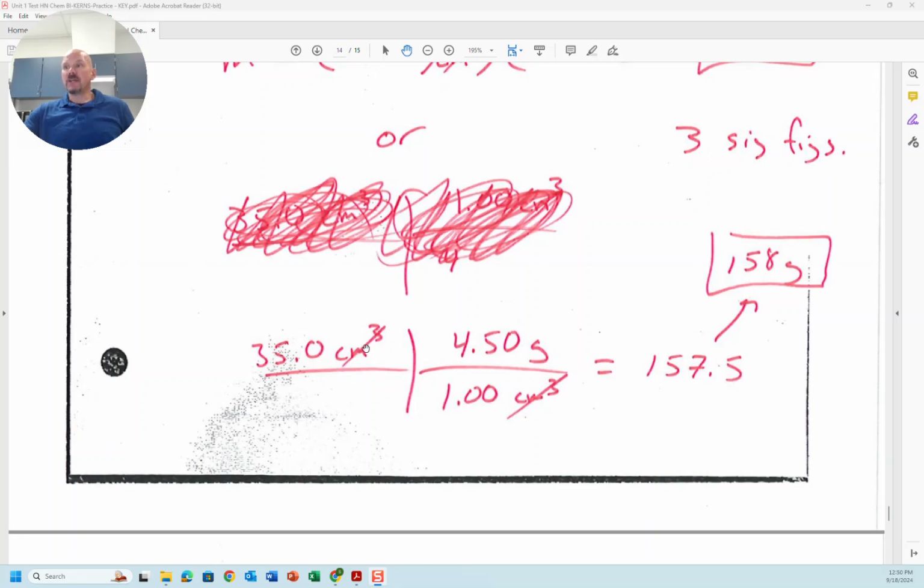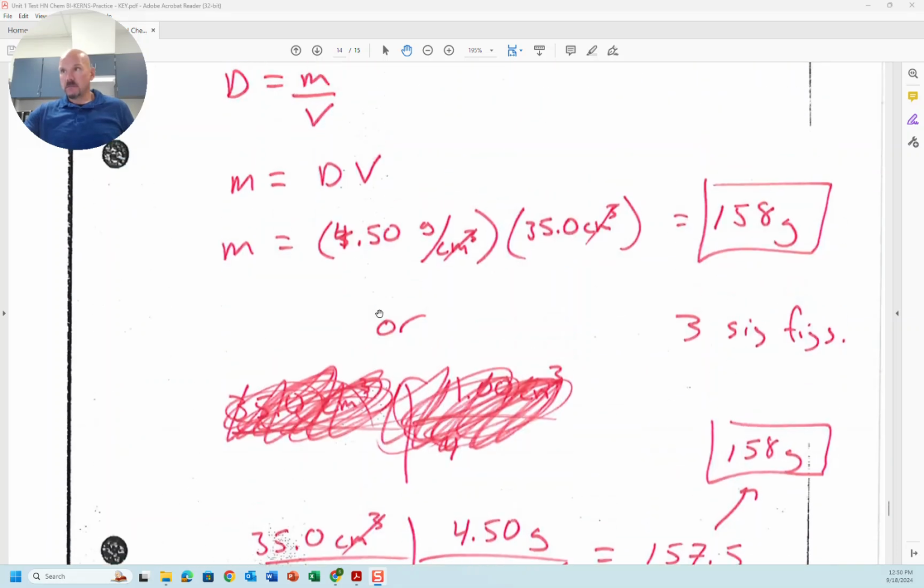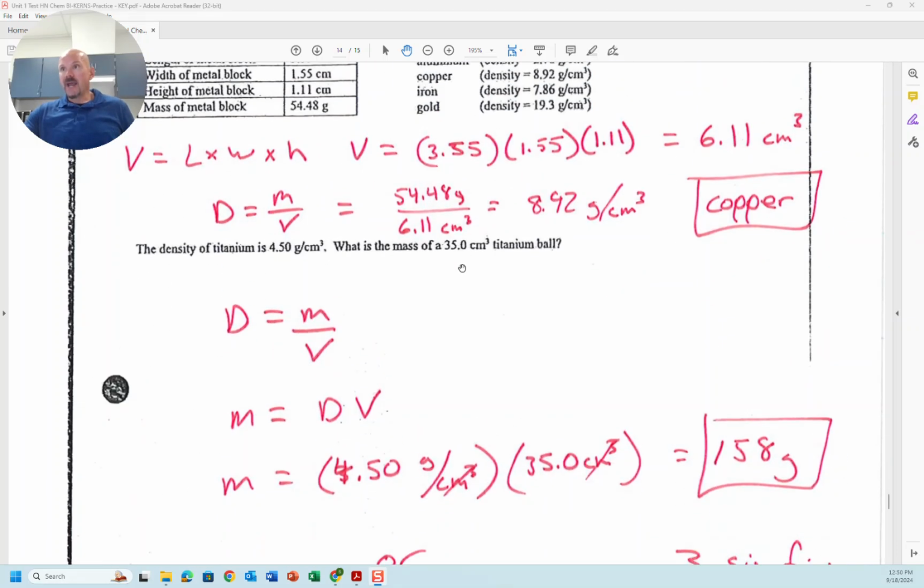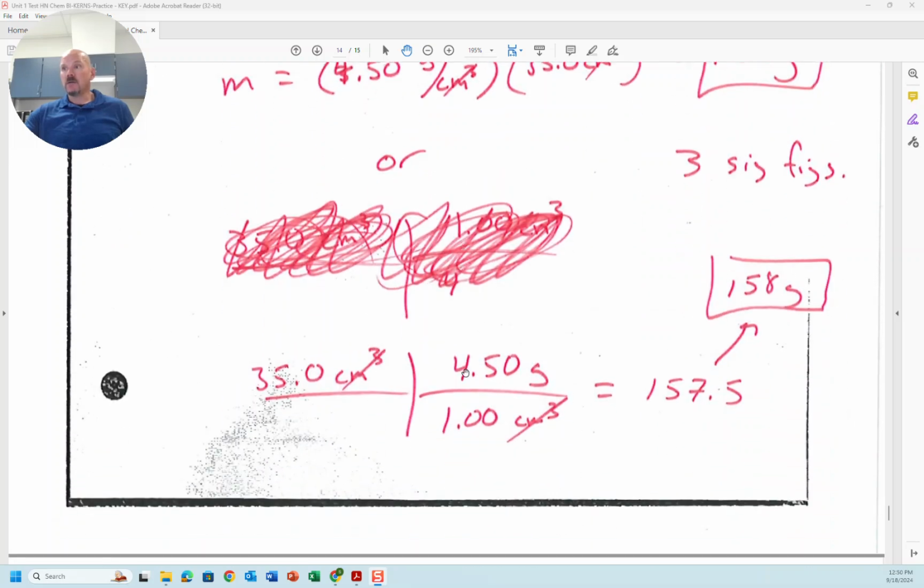So if I take my centimeters cubed that I was given, and then I multiply by this ratio, 4.5 grams over 1 centimeter cubed, centimeters cubed cancel out. You're left with grams. Okay, you do this times this divided by that. You end up with 157.5. You round to 158 because you're only allowed 3 sig digs.